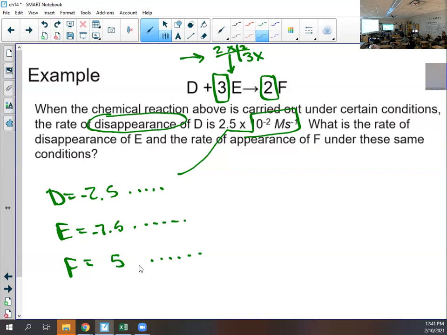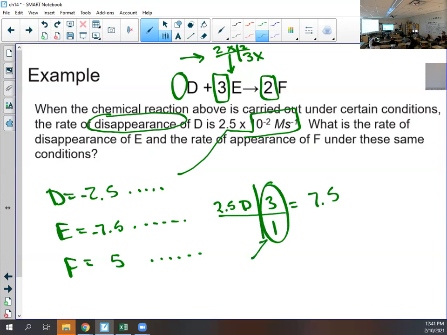Now, if it's confusing math, we can do it the same way we've always done it with a picket fence. We take the given, so this one, D was 2.5. I'm just going to put D right there. That's representing the rate of D, right? I use the coefficient in front of D, which is a 1. Then I use the coefficient in front of what I want, which is E, which is a 3, and it was the 7.5. So if you can't just do it in your head, use the coefficient of the given down here, the coefficient of the wanted up here, and it works every time.